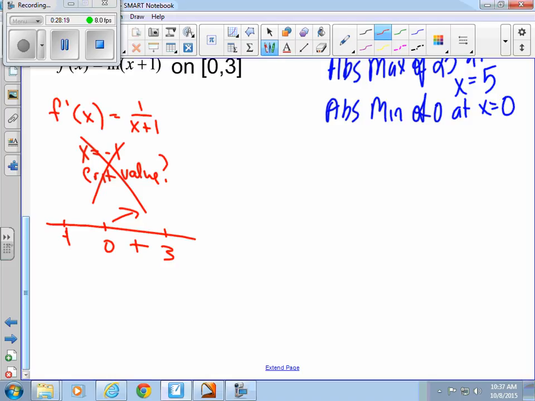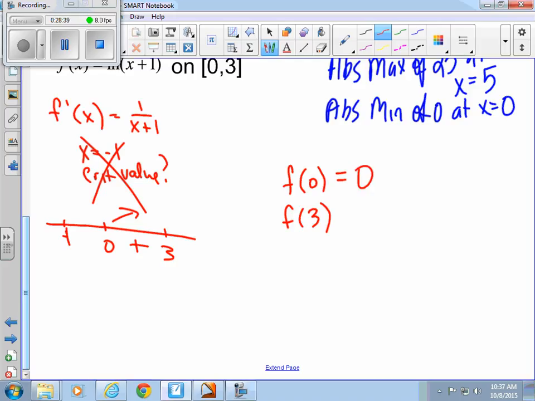How do I actually find it? I do a candidate test. And my only two candidates are f of 0 and f of 3. Plug in 0, I get natural log of 1. What is the natural log of 1? Who said that? Very good.